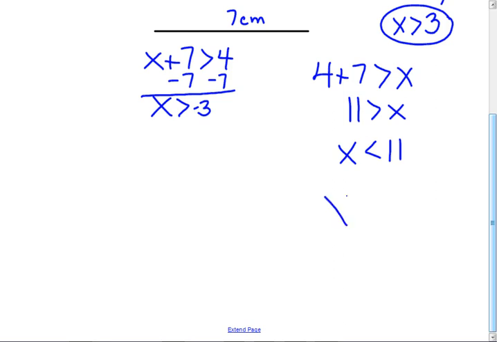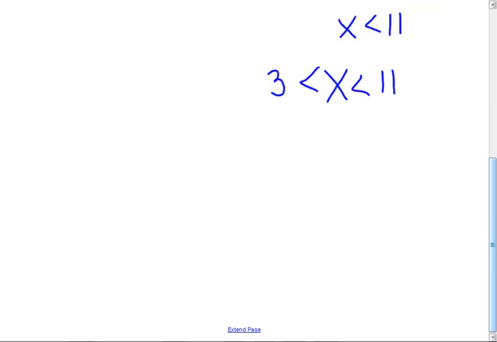So what's x going to be between? The biggest it could be is 11, and the smallest it could be is 3. So how do you get that the easy way? You just add them. This was 4 plus 7. And to get the shorter side, or the smaller number, 7 minus 4. So you add them and you subtract them. That gives you the boundaries there.